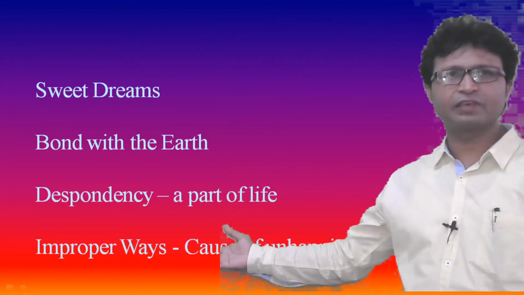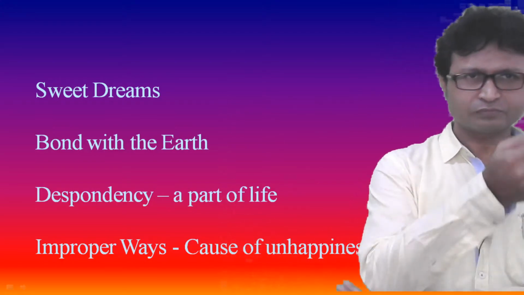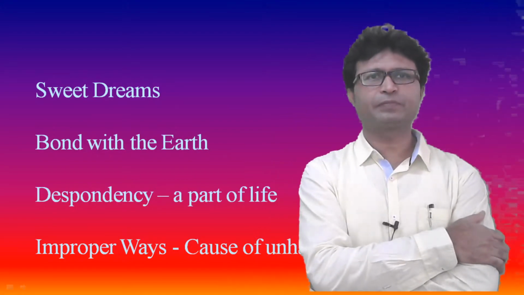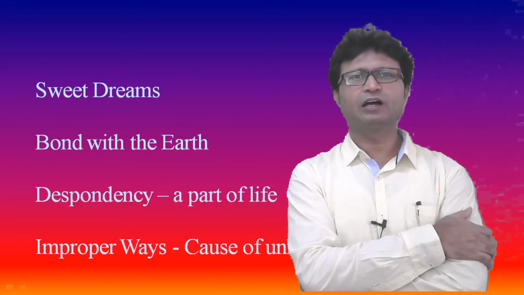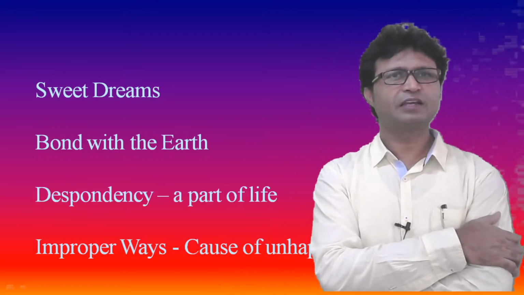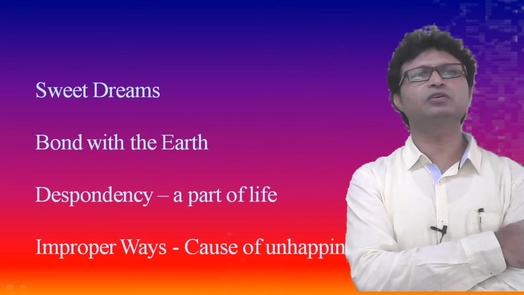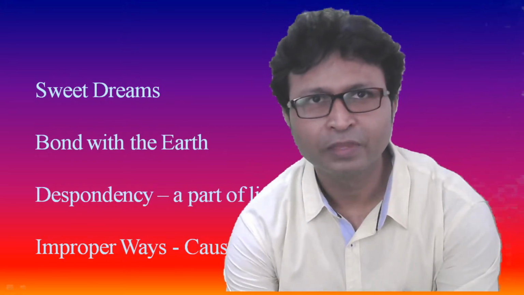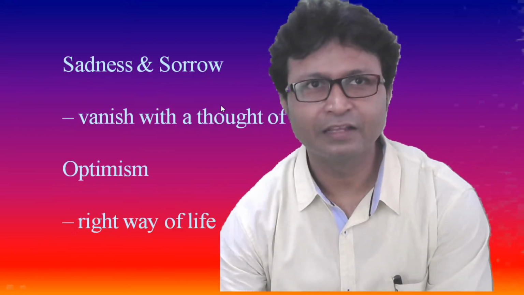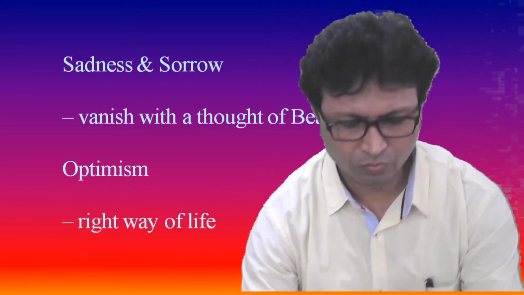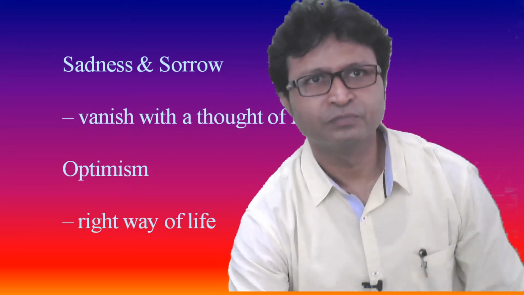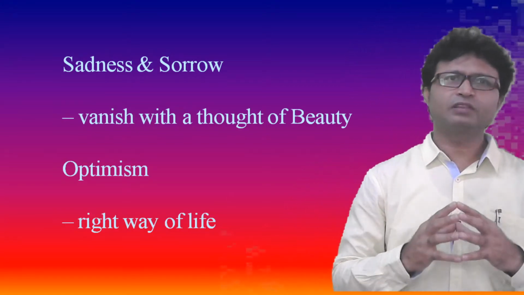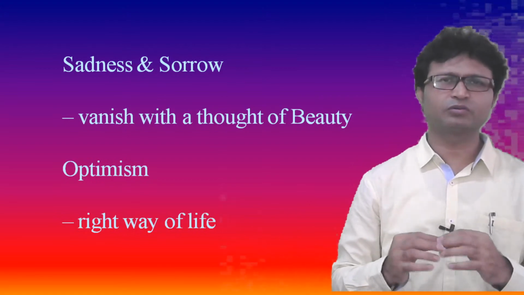Then next is the improper ways that cause unhappiness. There are other ways also which turn out to be the cause for our sorrow, like unhappy things happening in our life, and our own actions, which at certain times turn out to be such that they do not give us good memories. So these are some ways in life which make us sad, which make us feel sorrow. But that does not mean life is only like that. According to the poet, bad things, sadness or sorrow, are also not perpetual. They will vanish with a thought of only one thing of beauty.